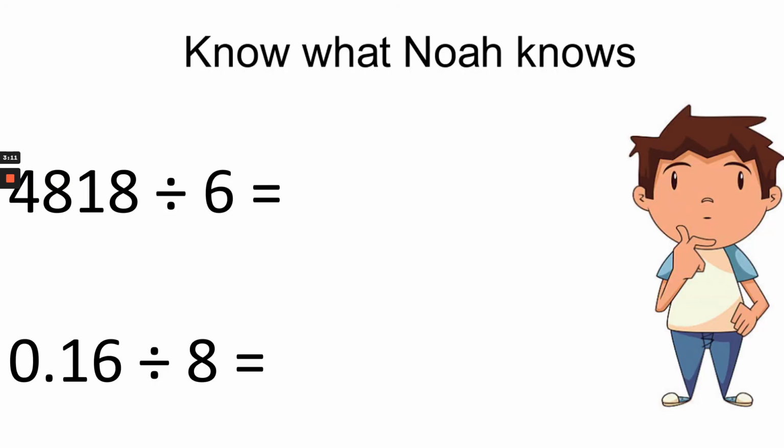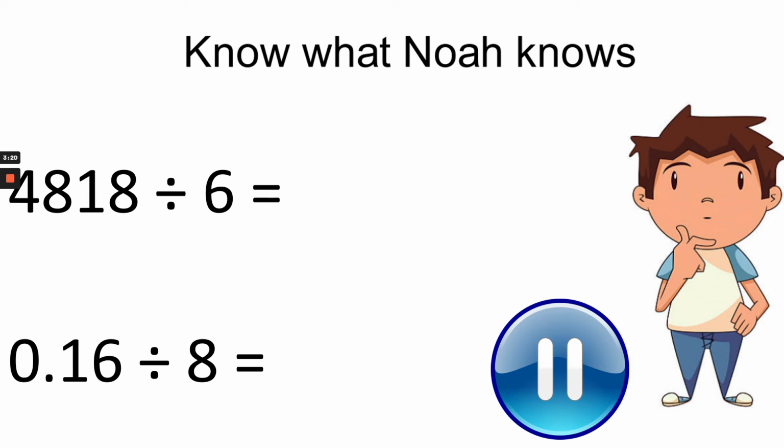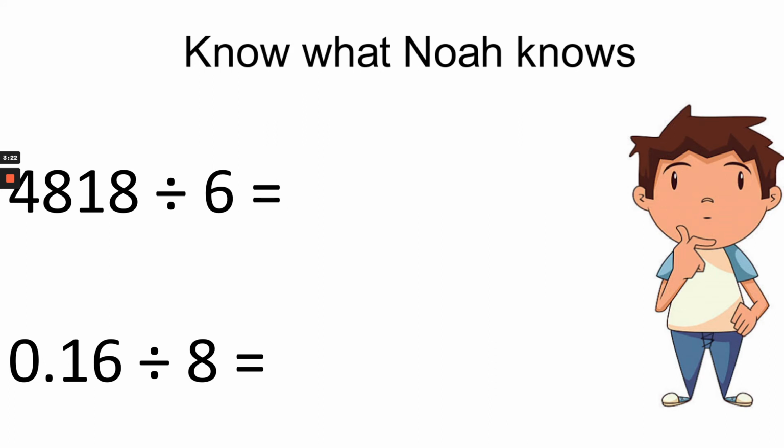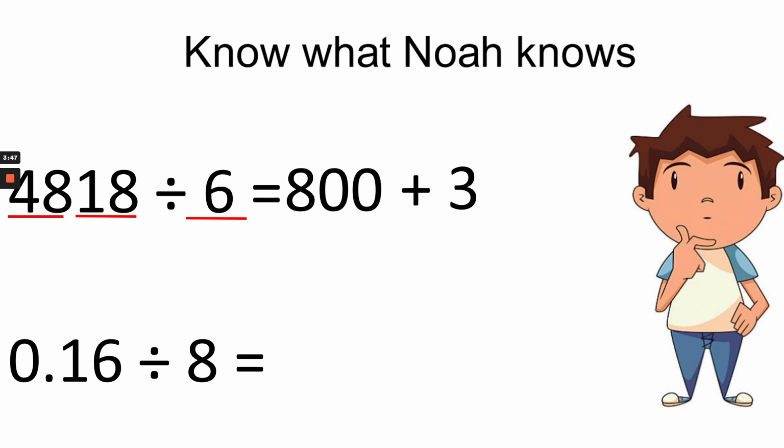Moving on now to knowing what Noah knows. So pause your video and use your related facts to solve these division calculations. So our first question gives us 4,818 divided by 6. I'm just going to find some related facts that I know. I know 48 divided by 6 is equal to 8. 4,800 divided by 6 is equal to 800. I know 18 divided by 6 is equal to 3. And then I add those together to give me 803.